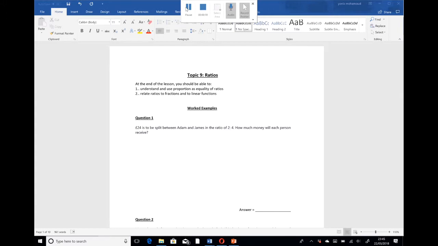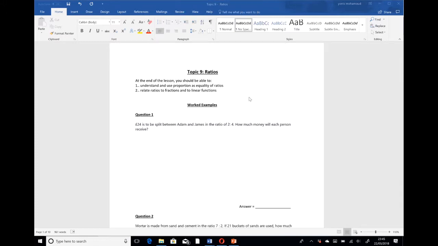I'm going to be going over topic 9, which is ratio. At the end of the lesson you should be able to understand and use proportion as equality of ratios and relate ratios to fraction and to linear functions. So let's go through the worked examples.